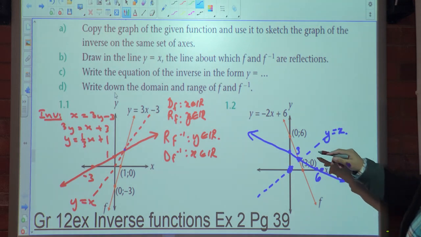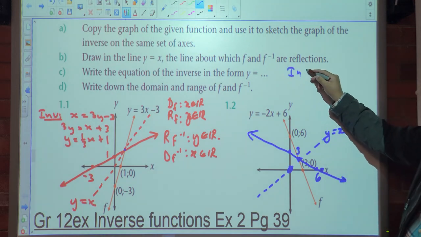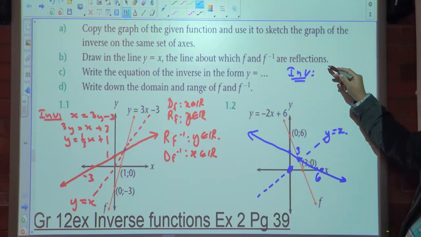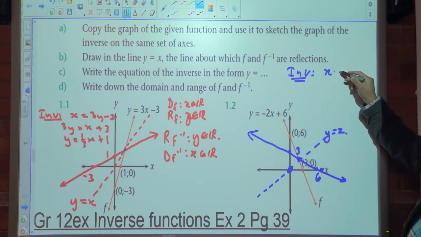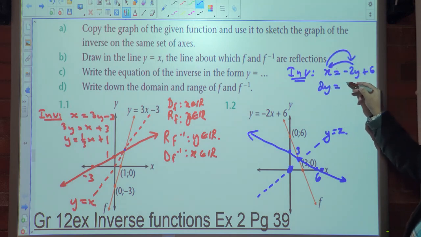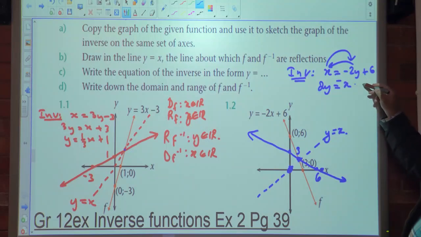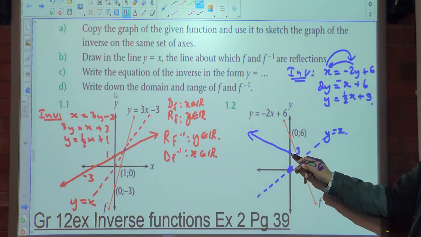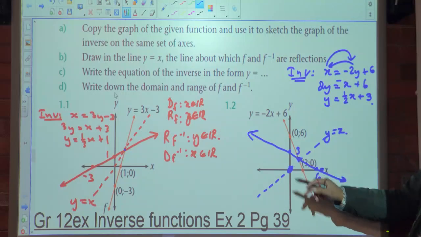Write down the equation of the inverse. What do you do for the inverse function? Interchange x and y, not so? So what do we have? x is equal to minus 2y plus 6. Take the 6 over the equal sign. So 2y is equal to minus x plus 6, divided by 2, so y is equal to half x plus 3. Which confirms that y-intercept. Okay.